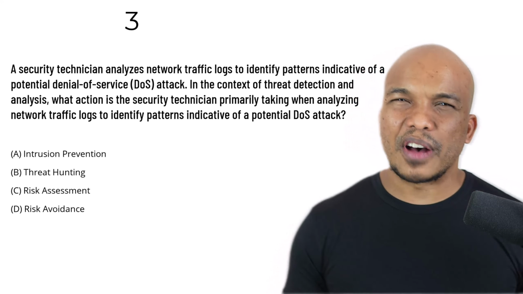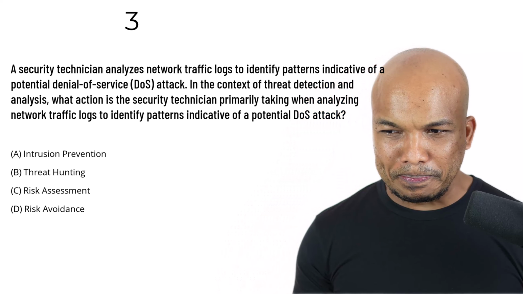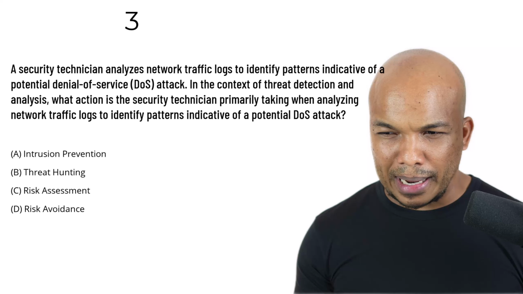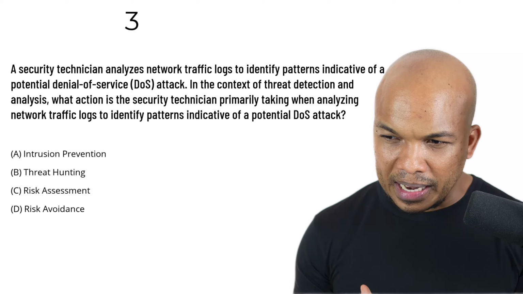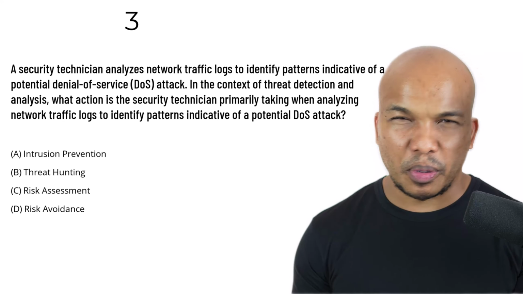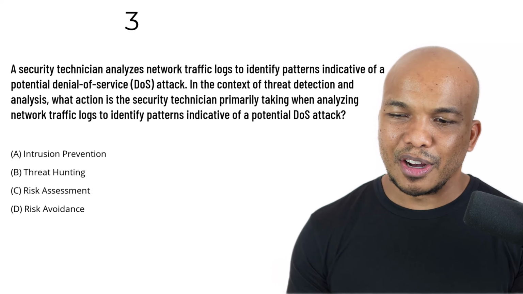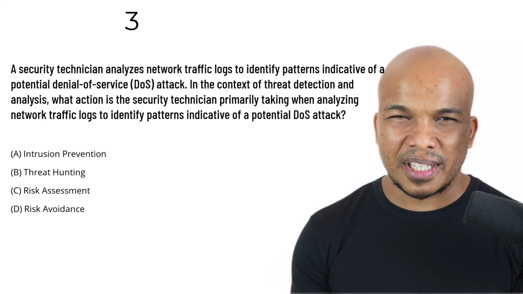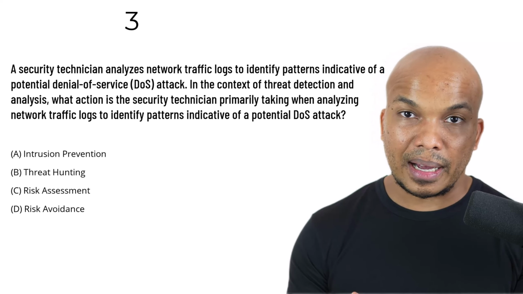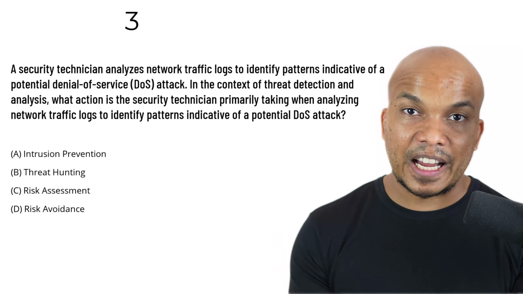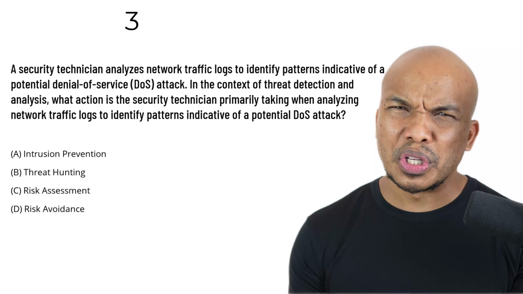Straight off the bat, we know that risk avoidance cannot be the answer because you're not really analyzing the traffic. You're not trying to identify patterns indicative of a potential DOS attack when you're avoiding risk. That doesn't make any sense. Risk assessment, again, not really. You're assessing risks. That's kind of different from you actually trying to identify if a denial of service attack is taking place. So it's either going to be intrusion prevention or threat hunting.